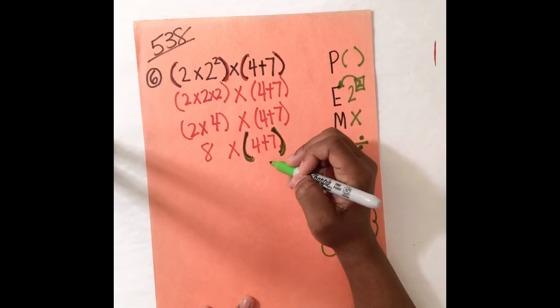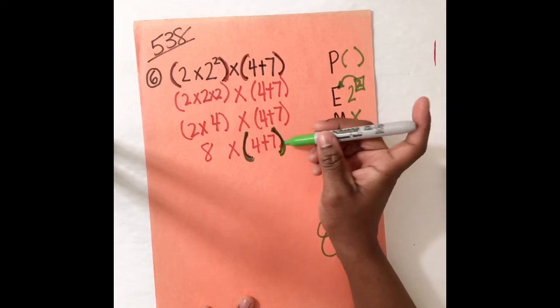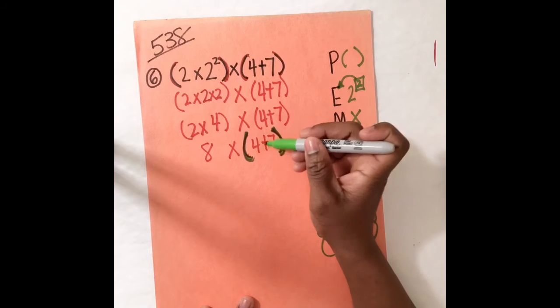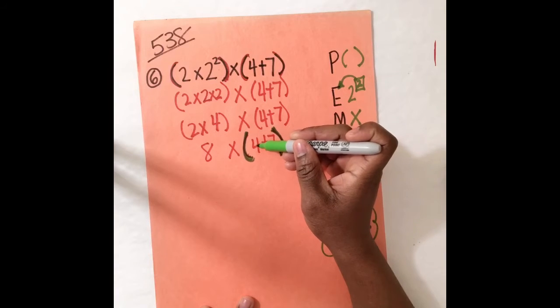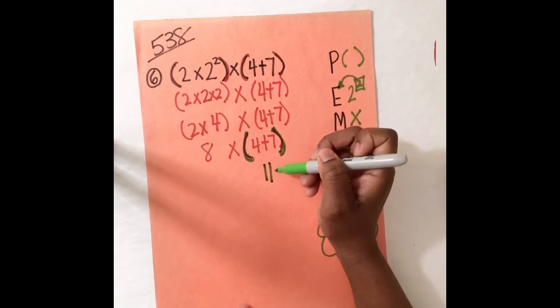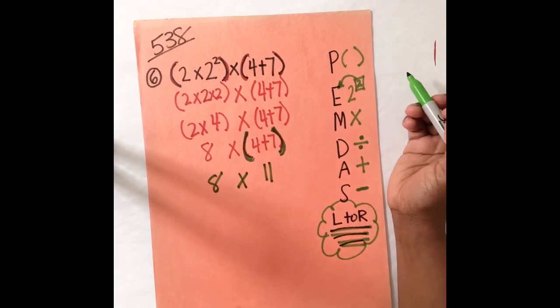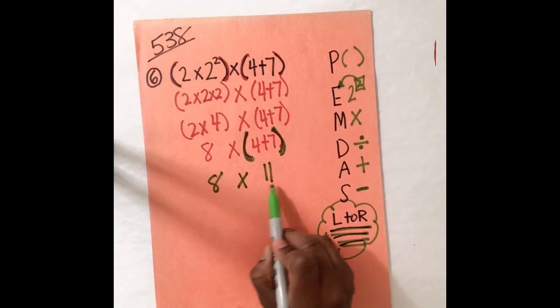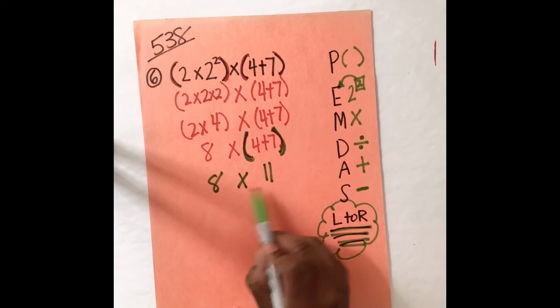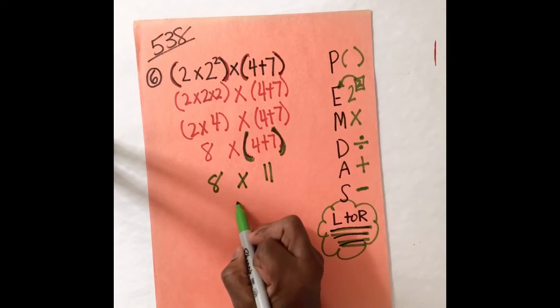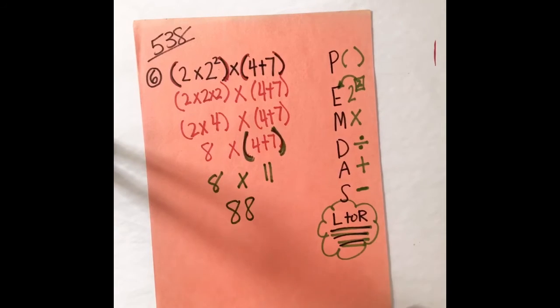Hopefully you have your answer and you have it written down already. 7 plus 4 is 11. So I'm going to write that down. Now rewrite everything else. Okay? Now what is 8 times 11? 8 times 11 is 88. Now I have my final problem.